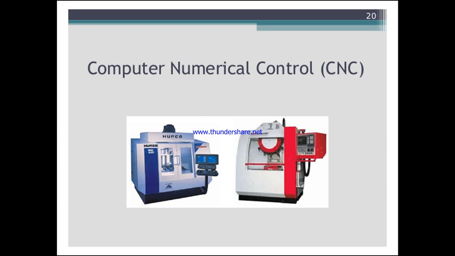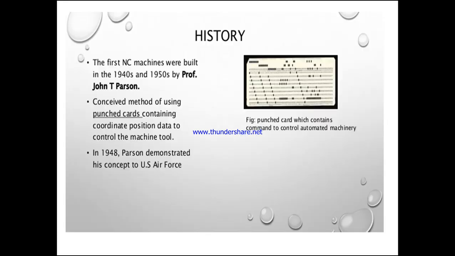So some use special types of RAMs. To store the program, which should not erase, we use the CMOS memory, which retains the content even when the power is turned off. So that is what we are having in the computer numerical control. So these are the two machines what we see. These are the computer numerical control machines what we are having here.